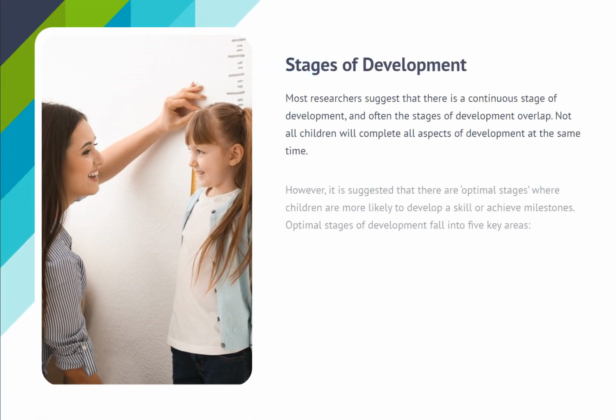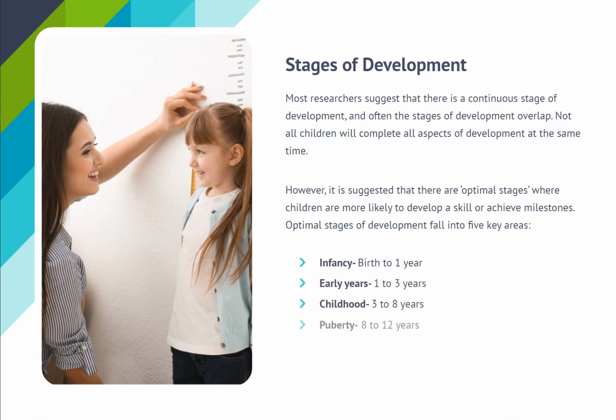Stages of development. Most researchers suggest that there is a continuous stage of development, and often the stages of development overlap. Not all children will complete all aspects of development at the same time. However, it is suggested that there are optimal stages where children are more likely to develop a skill or achieve milestones. Optimal stages of development fall into 5 key areas.